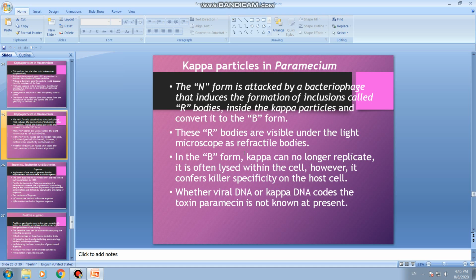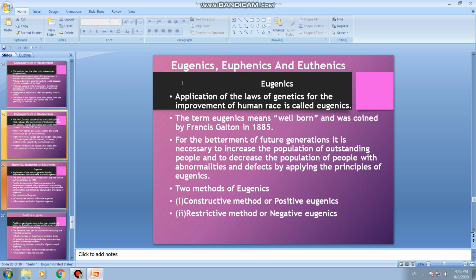So we shall move on to the next one. This is a new topic: eugenics, euphenics and euthenics. Eugenics refers to the application of the laws of genetics for the improvement of the human race. The term eugenics means well-born and was coined by Francis Galton in 1885. For the betterment of future generations, it is necessary to increase the population of outstanding people and to decrease the population of people with abnormalities and defects by applying the principles of eugenics.